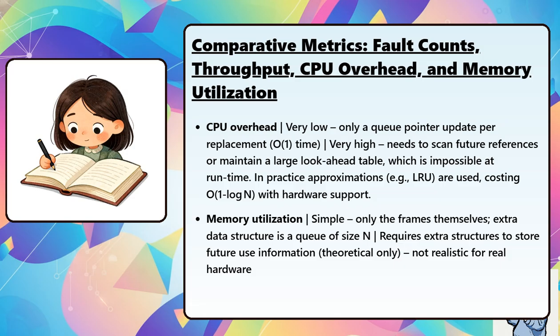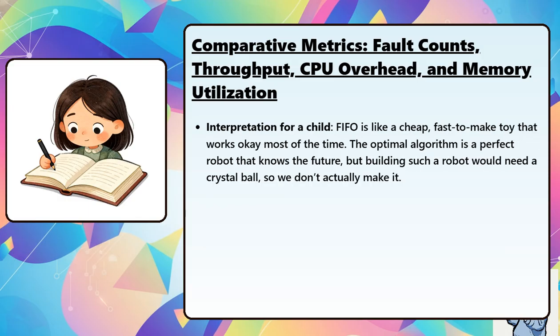Memory utilization: FIFO is simple, only the frames themselves, plus an extra data structure, a queue of size n. Optimal requires extra structures to store future use information. It is theoretical only, not realistic for real hardware. Interpretation: for a child, FIFO is like a cheap, fast-to-make toy that works okay most of the time. The optimal algorithm is a perfect robot that knows the future. But building such a robot would need a crystal ball, so we do not actually make it.